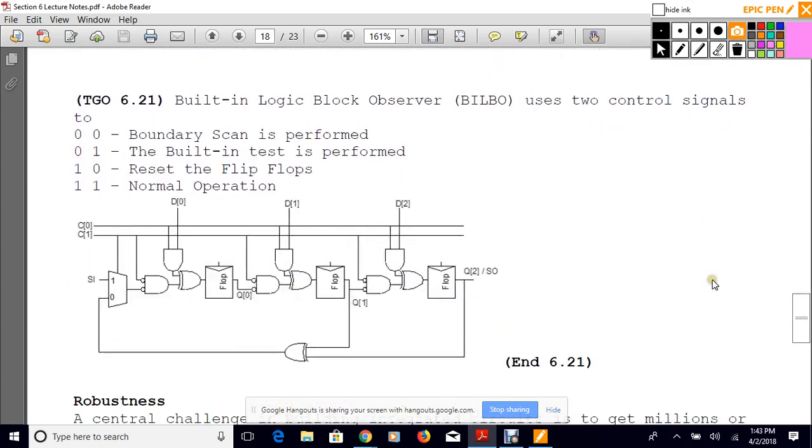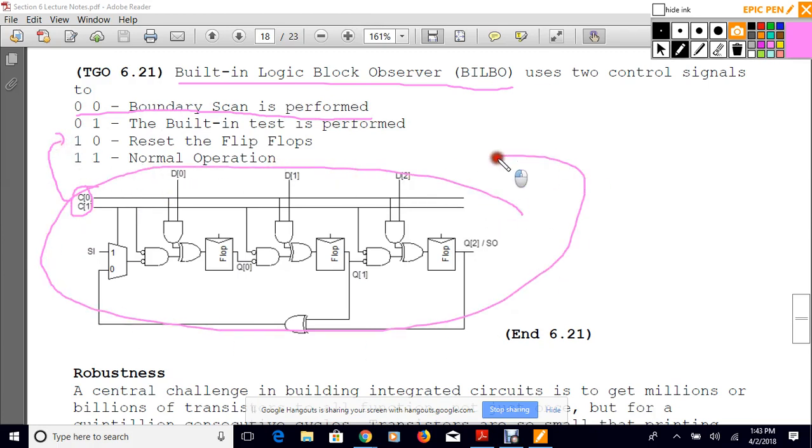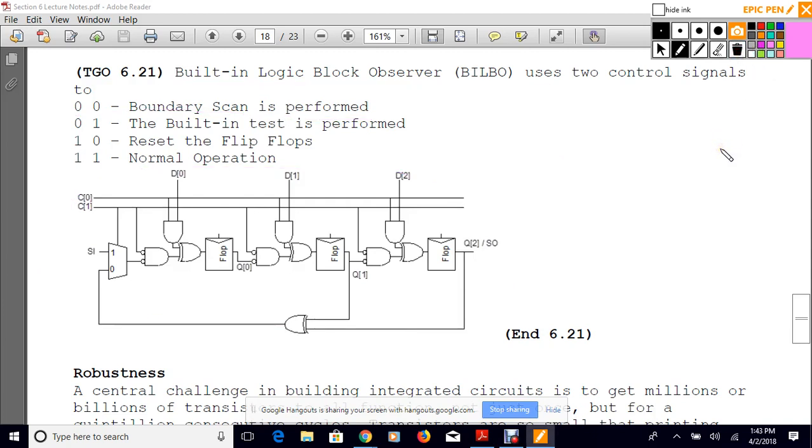Okay, so this is for those of you who are super geeks like me. You'll be happy to know that the built-in logic block observer for BIST is known as BILBO. The whole idea is that it has two control signals. BILBO has normal boundary scan performed when these values are C0 and C1. So I combine this whole thing here. And so BILBO has 4 different operations.